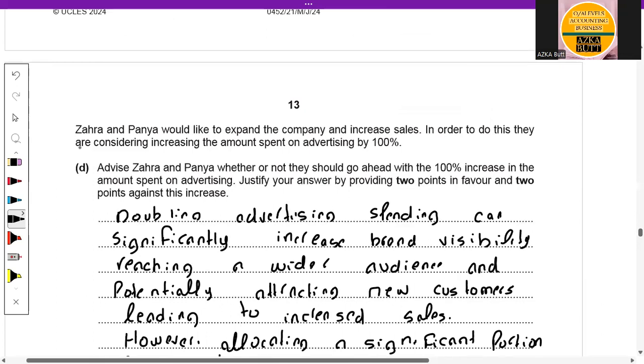Now the question is Zahara and Pania would like to expand the company and increase sales. In order to do this, they are considering increasing the amount spent on advertising by 100%. Advise Zahara and Pania whether or not they should go ahead with a 100% increase in the amount spent on advertising. Justify your answers by providing 2 points in favor and 2 points against an increase.